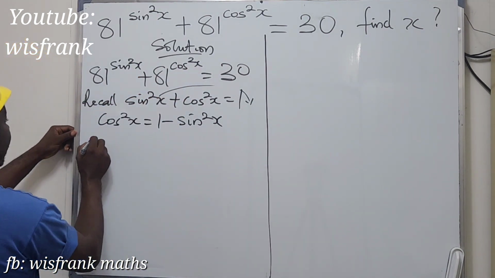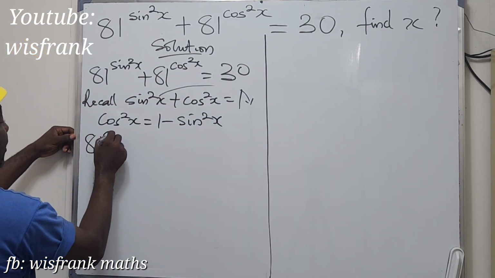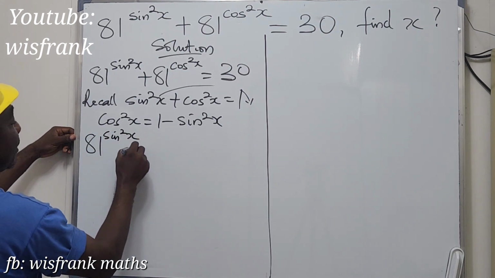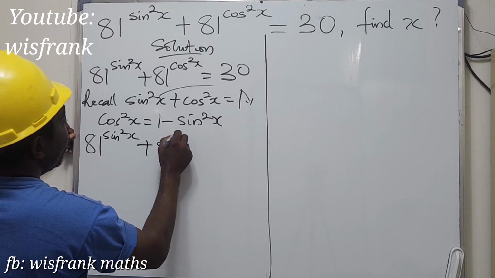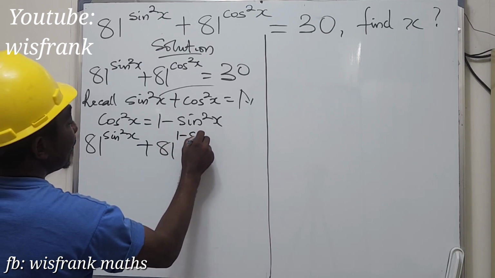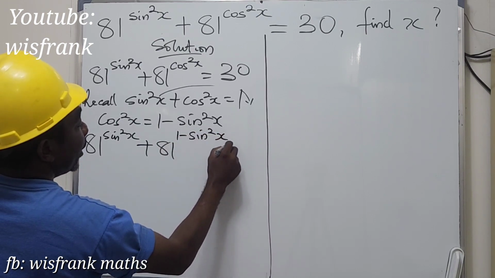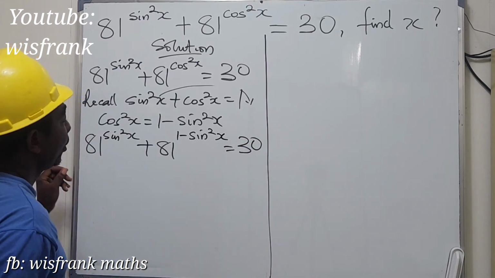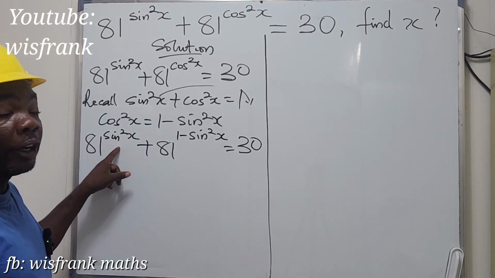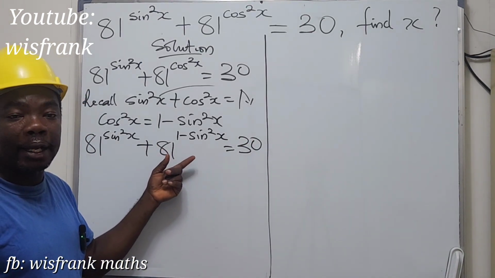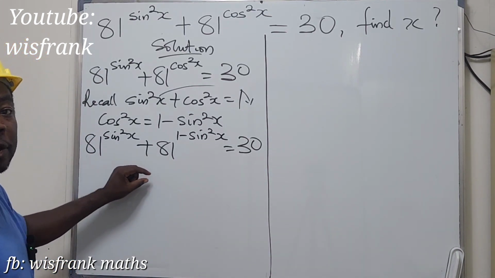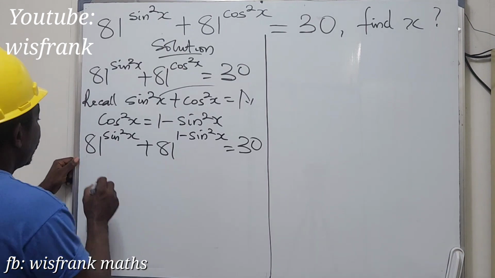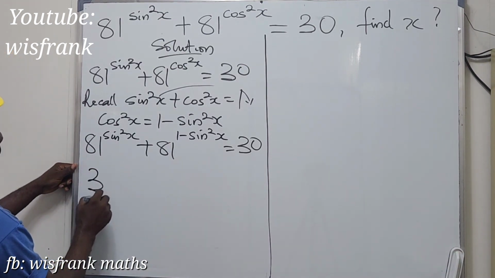So here we are going to substitute 1 minus sine squared x in the place of cos squared x. That will become 81 to the power of sine squared x plus another 81 to the power of 1 minus sine squared x equals 30. You see, all the powers are in sine squared x. So we want to reduce the base of this equation.